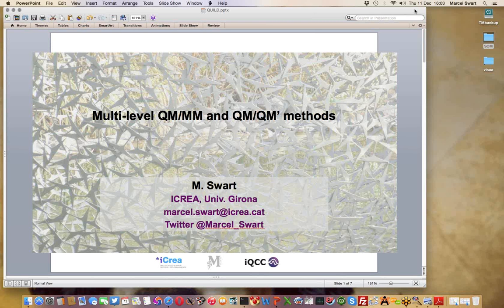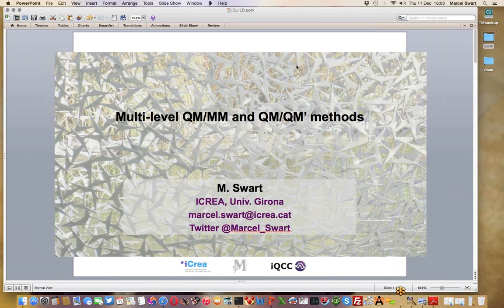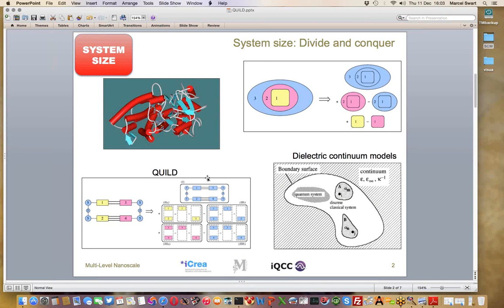So I started already working on the QUILD program. The idea was born already 10 years ago when I was doing my postdoc in Amsterdam. At that time we didn't have yet the dispersion corrections, which we do now have in density functional theory. And we knew at that time that density functional theory was not really good for dispersion interactions. So we were interested in DNA systems, and here you see a schematic representation of a DNA duplex.